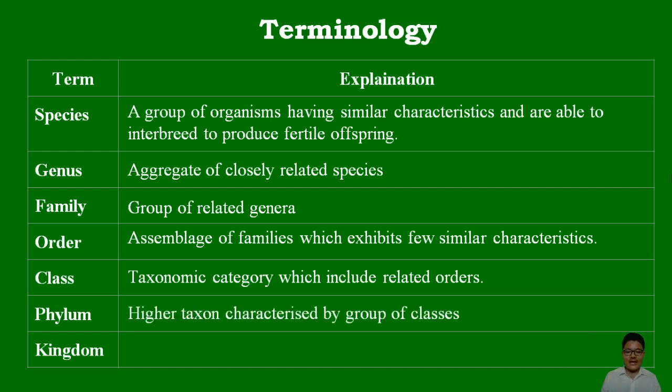Now phylum is a higher taxonomical category which is having many classes. Kingdom is the highest rank or highest category which is grouping different phyla or divisions.